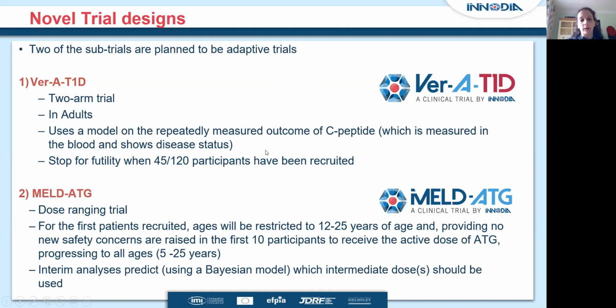The second sub-trial is also adaptive, is MELD-ATG, the dose-ranging trial. So for the first few patients recruited, age is restricted to those patients that are 12 to 25 years of age, but provided that we don't see any safety concerns in the first 10 participants to receive the ATG drug dose, we're going to progress to all stages, which in this case is also in very young children, so ages 5 to 25 years old, which goes back to sort of the issue of inclusivity, which we talked about previously. So we then use a Bayesian model in our interim analyses to predict which intermediate doses should be used.